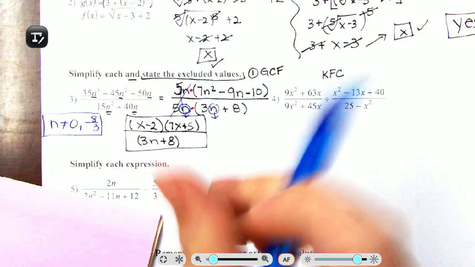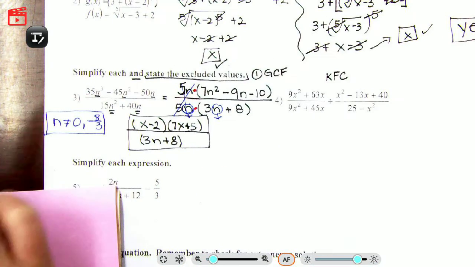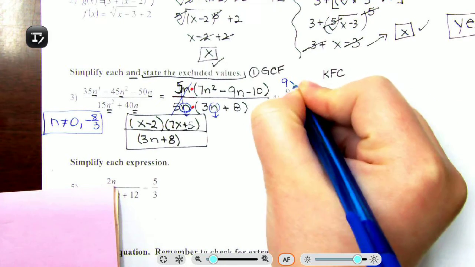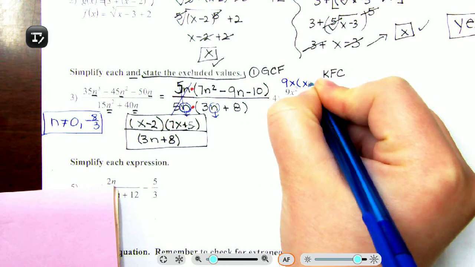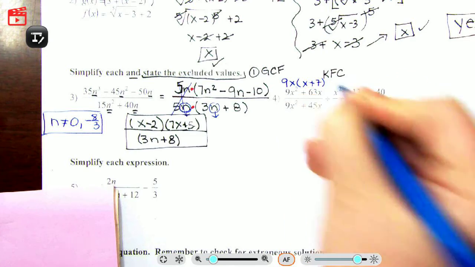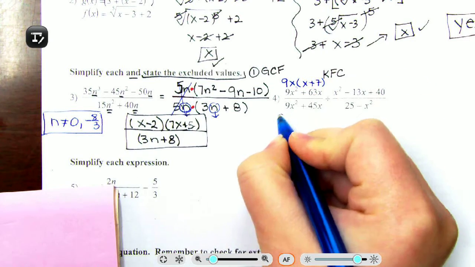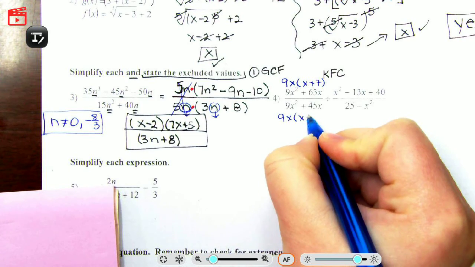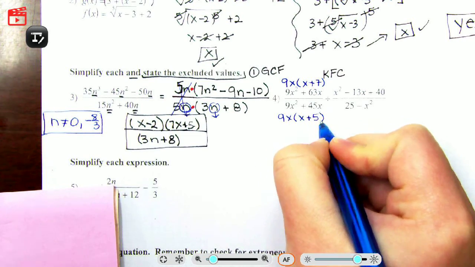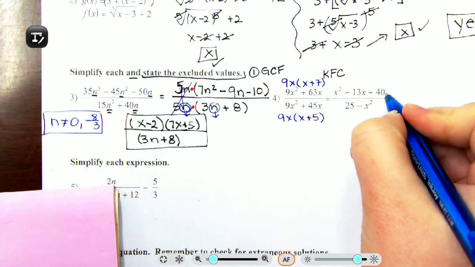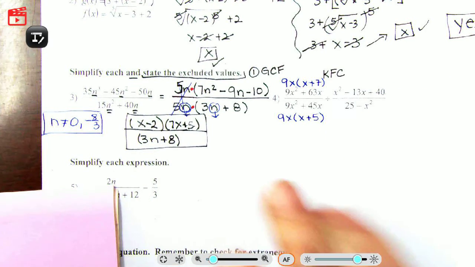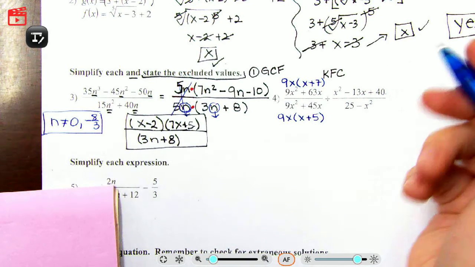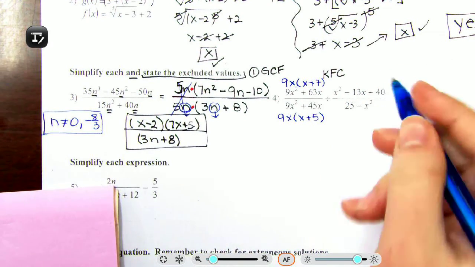Okay, so factor everything first. Let's see what I have here. Does 9 go into 63? Yes, it does. So I'm going to pull out a 9, and I'm going to pull out an x. So I have x plus 7 left over here. Again, I'm going to pull a 9x out, and I have x plus, oh, what is this, 5 left over. Here, we need to factor. Don't change anything yet. Don't apply KFC yet. Apply KFC later, and I'll show you why. First thing is just factor.